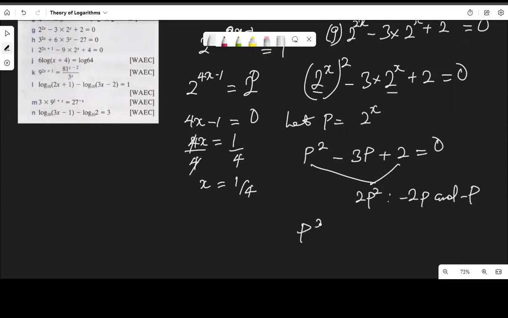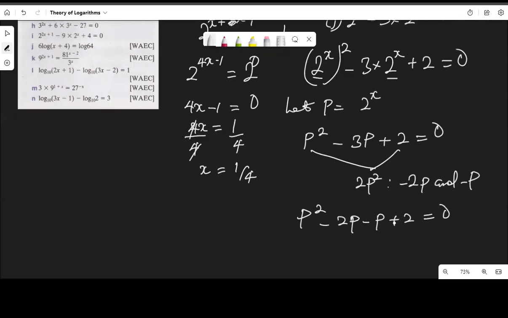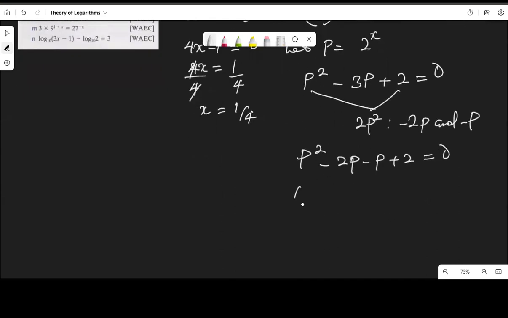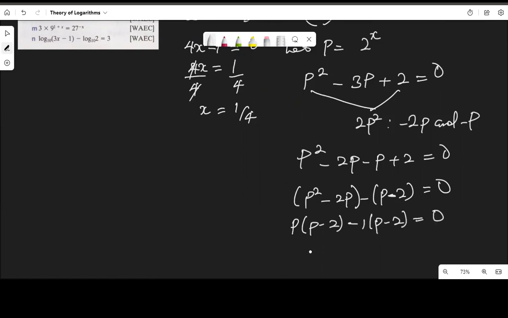Now that I know the factors, I'll replace this middle term with the factors, so that I have p squared minus 2p minus p plus 2 equal to 0. Now if I group this 2 by 2, that is p squared minus 2p, minus p minus 2. This plus changes to minus because I introduced a bracket. Now p is common there, so p minus 2. Here 1 is common, p minus 2 equal to 0.